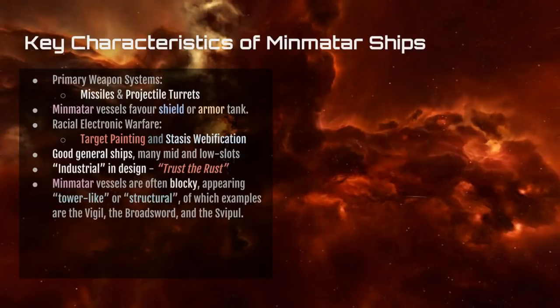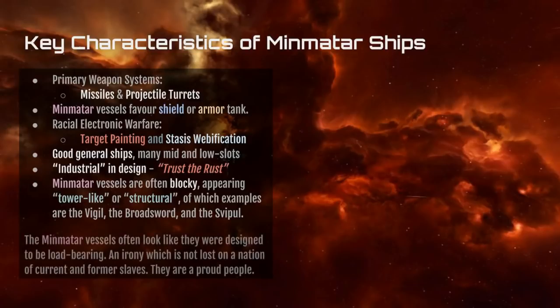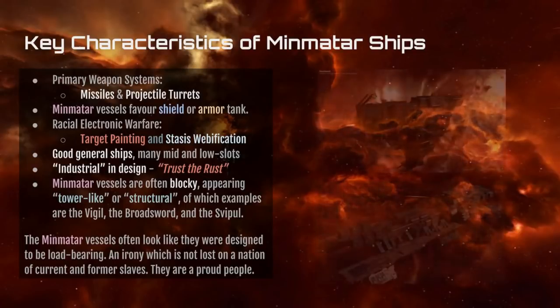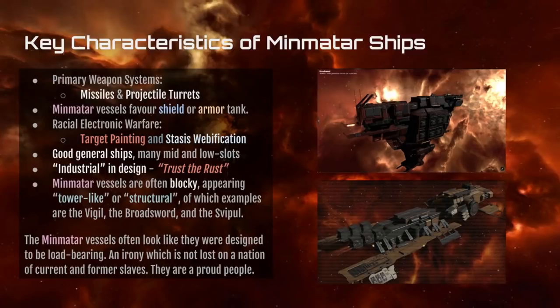The Minmatar vessels are often blocky, appearing tower-like or structural, examples of which are the Vigil, the Broadsword, and the Steeple. Minmatar vessels also often look like they were designed to be load-bearing, an irony which is not lost on a nation of current and former slaves. They're very proud people, and they're very proud of their industrial design. Here you see the Broadsword and the Steeple as mentioned.